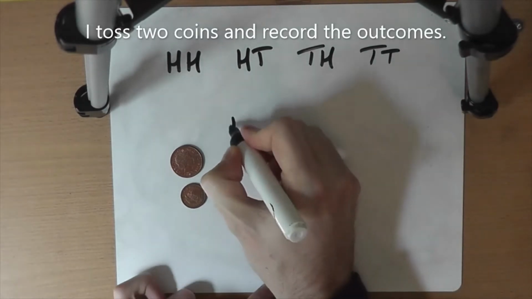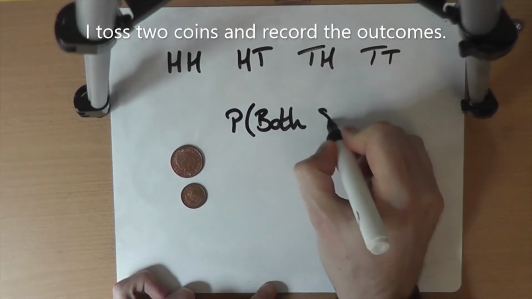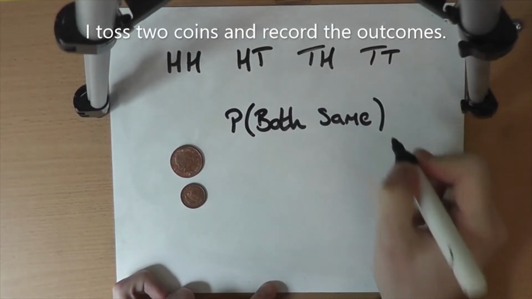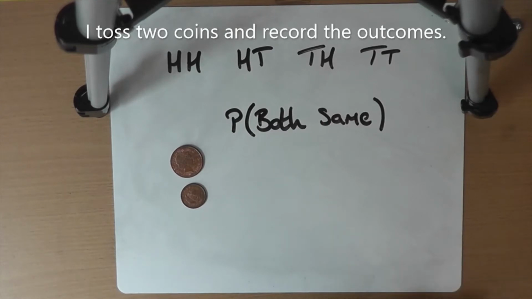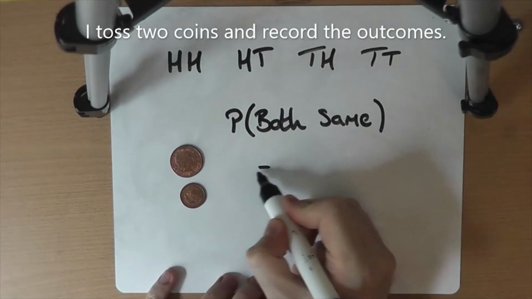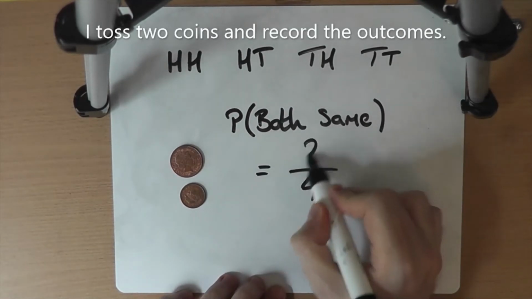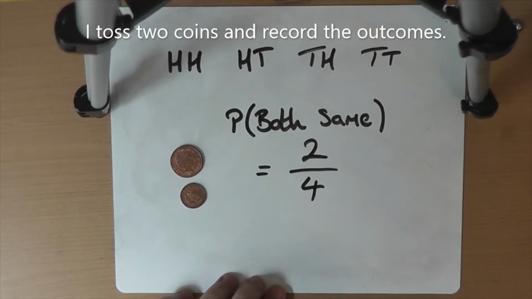We could, for example, look at the probability that both coins give the same result. Well, that's either head and head or tail and tail. There are 4 possible outcomes, so the 4 can go on the bottom of the fraction. 2 of those are what we're looking at, head and tail, so 2 out of 4.